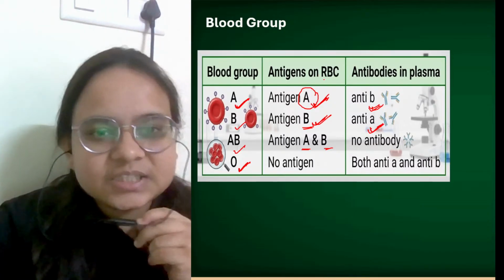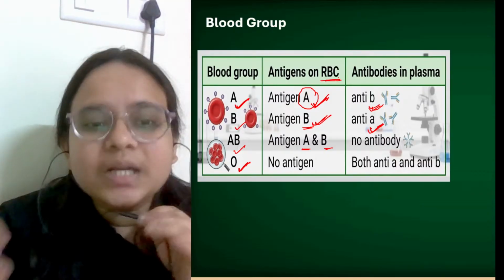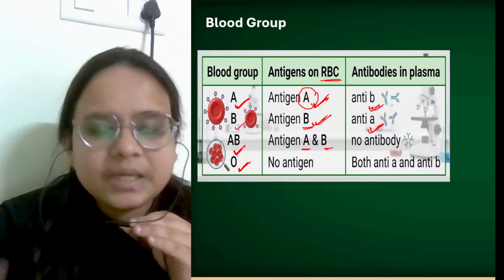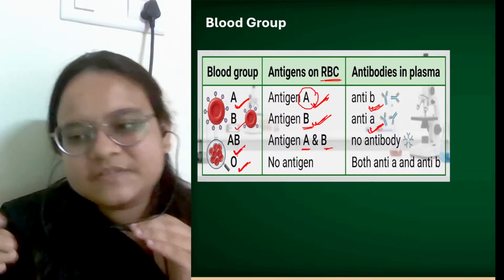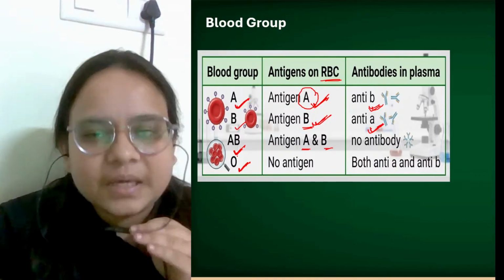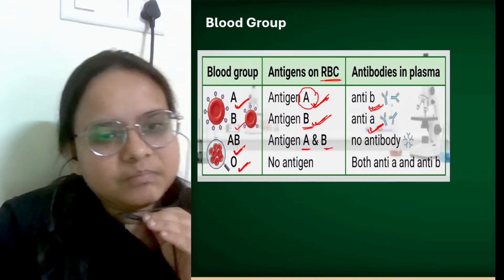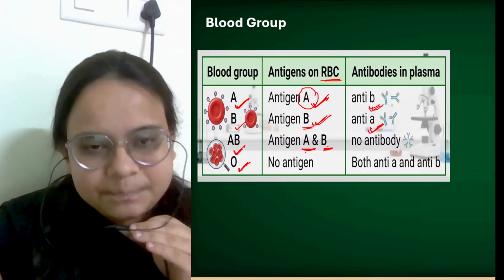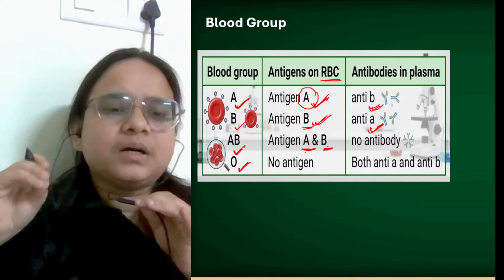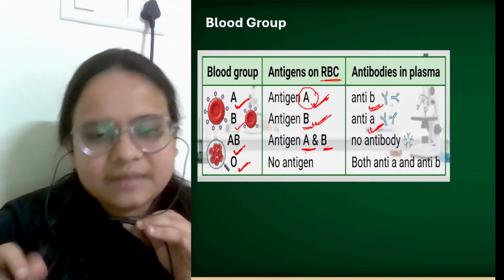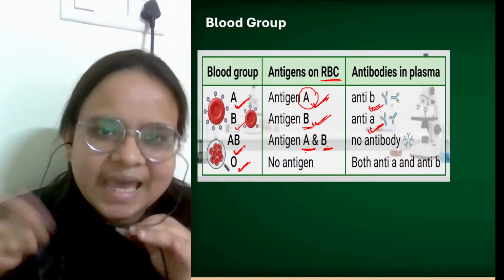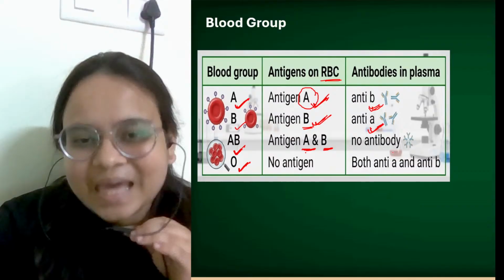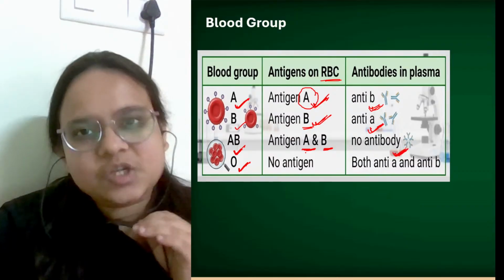Next, antigens on RBC. Now, next we can see with this AB also. If somebody is falling under the category of AB, that means he must be having antigen A and antigen B over its RBC. And we can understand from this data itself that if somebody is having antigen A and B both over its RBC, he or she must not be having any antibody inside his or her plasma.